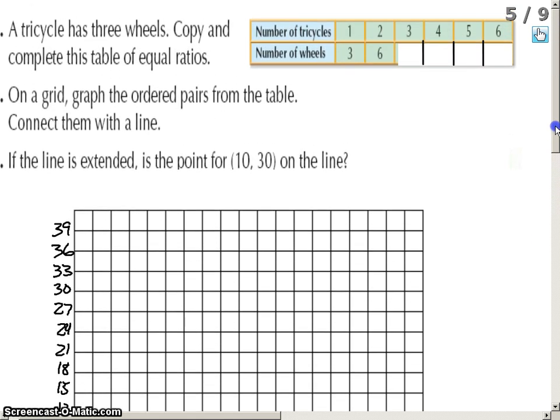Now what I want you to do is get the grid that I handed out to you. We're going to complete this next problem together. Okay, so the first step is always going to be completing the table.